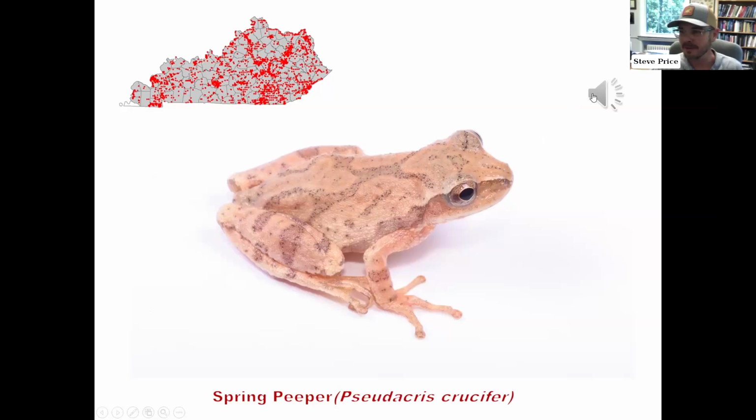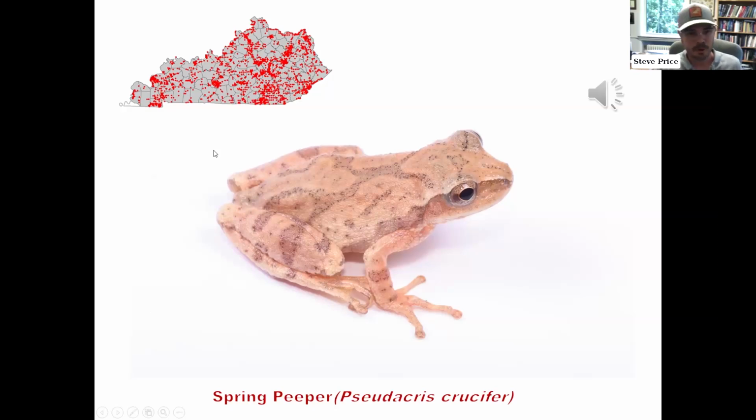You can see it's found statewide, and they have this peeping-like call. This is just a few individuals calling. But if you're ever in a chorus of spring peepers, you can't really hear anything else around you because these animals are so loud with this vocalization.